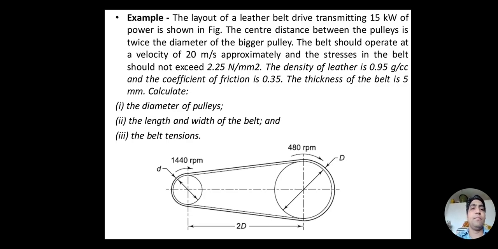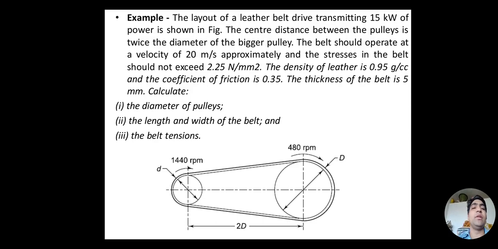The example, let's see. The layout of leather belt drive transmitting a 50 kilowatt power is shown in figure. The center distance between the pulleys is twice the diameter of the bigger pulley. The belt should be operated at a velocity of 20 meters per second approximately, and the stresses in the belt should not exceed 2.25 Newton per mm square. The density of the leather is 0.95 gram per cc and the coefficient of friction is 0.35. The thickness of the belt is 5 mm. Calculate the diameter of the pulleys.